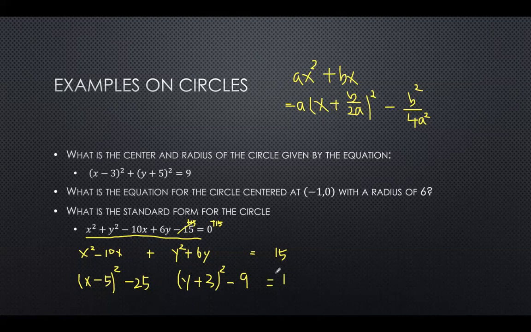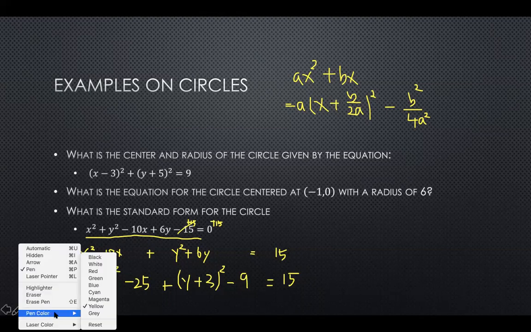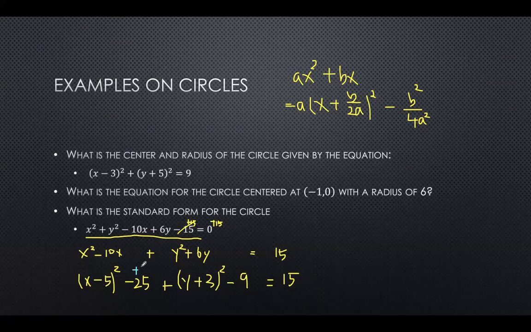And the right hand side is still 15, you don't change anything. So far so good. And the next step, the final step, is to put every number to the other side of the equation. So if you have 25, minus 25 here, so you just add 25 on both sides of the equation.